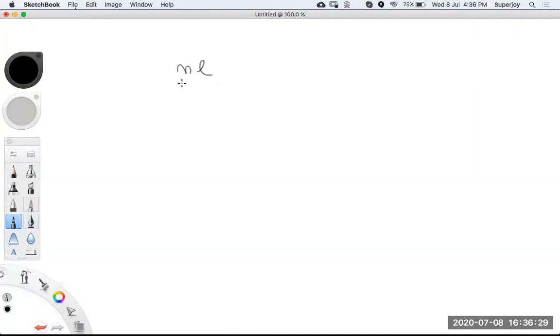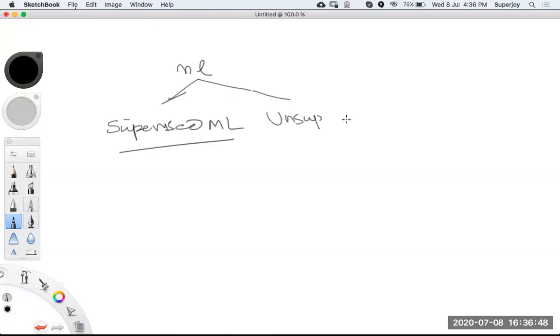Now, generally, machine learning is divided into two subparts, guys. What is that? One area is known as supervised machine learning, and the other area is known as unsupervised machine learning.